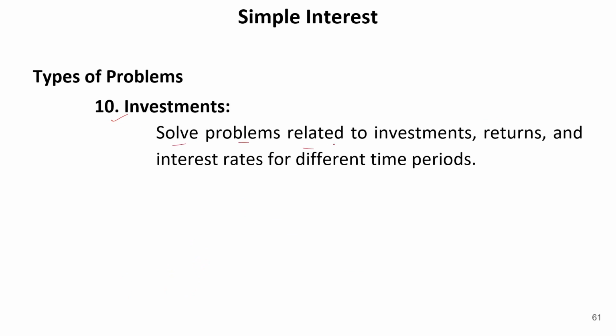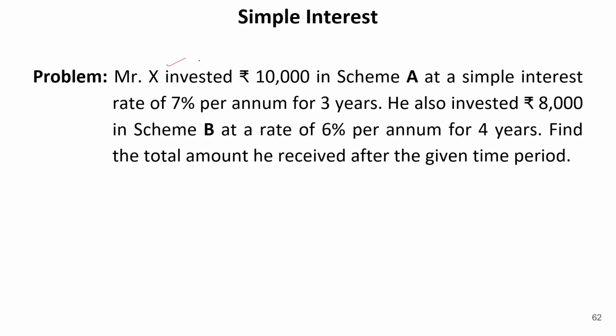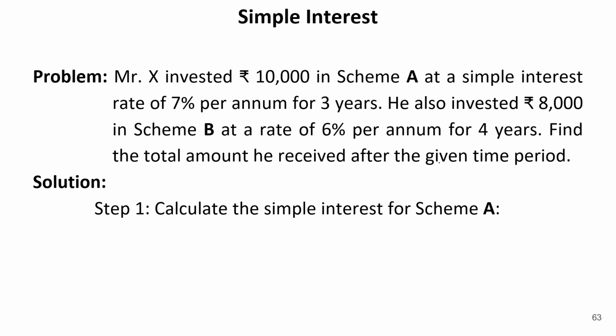So solve the problems related to investments, returns and interest rates for different time periods. Let's say Mr. X invested 10,000 rupees in scheme A at a simple interest of 7% per annum for 3 years. He also invested 8,000 in scheme B at an interest rate of 6% per annum, for 4 years. Then find the total amount he received after the given period of time.